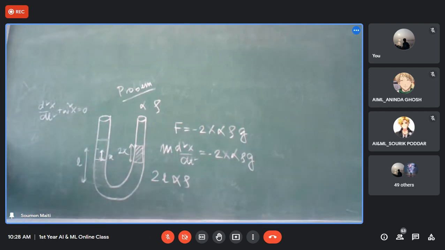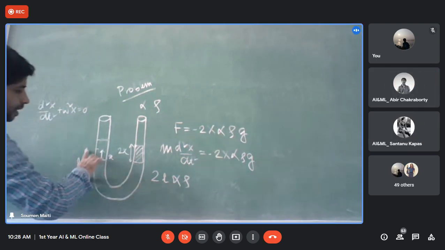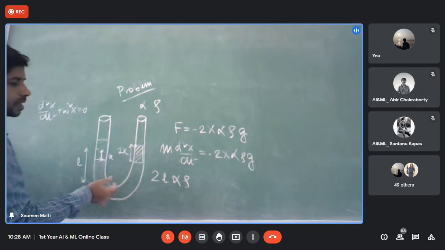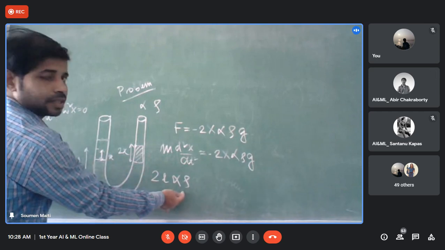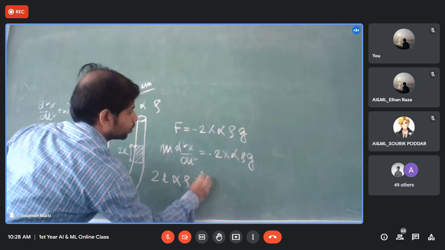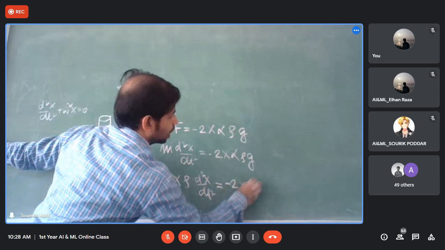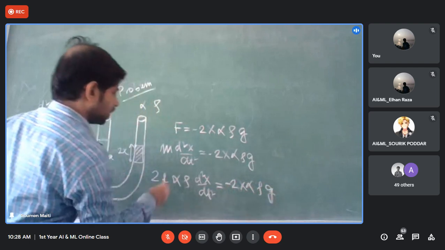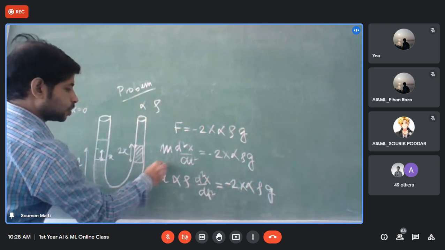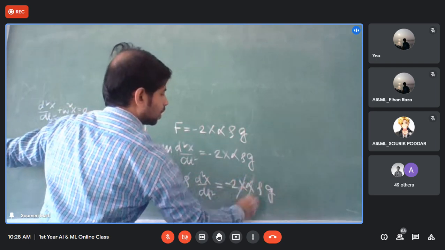Is it clear? Yes, sir. 2L, that is this L, alpha is the cross section, so that is total volume into density. So this is d²x/dt² is equal to minus 2x alpha rho g. So can I cancel? 2 alpha rho, sorry, x will remain, alpha rho cancel out.